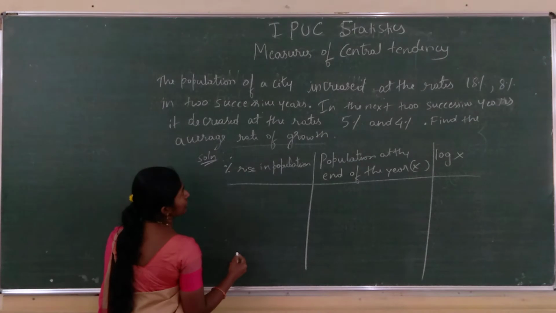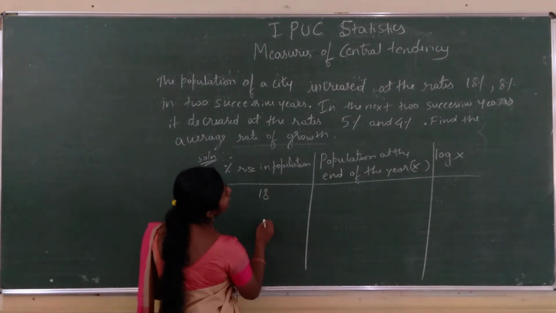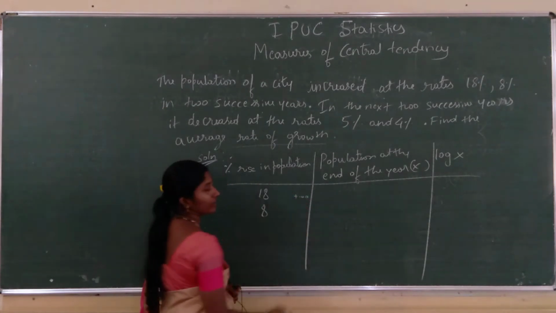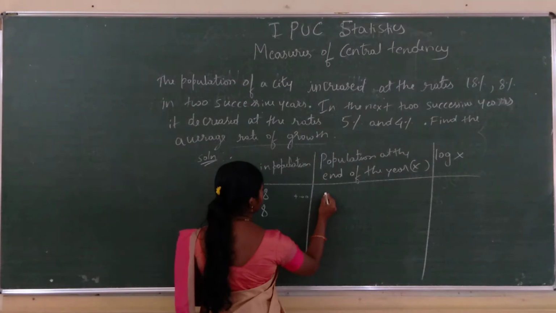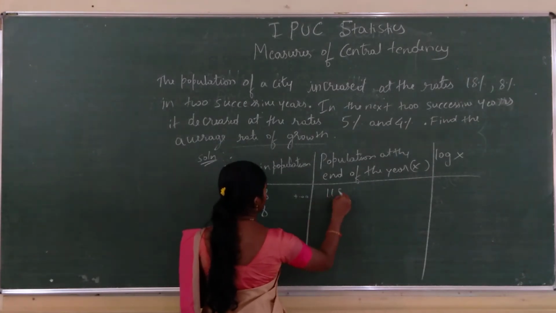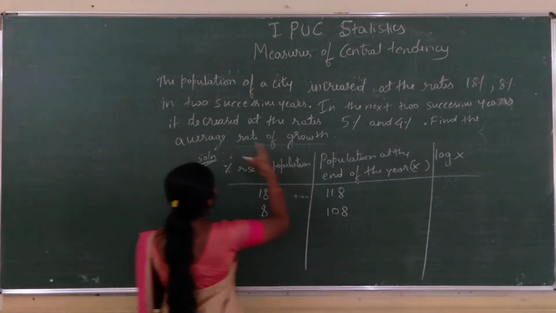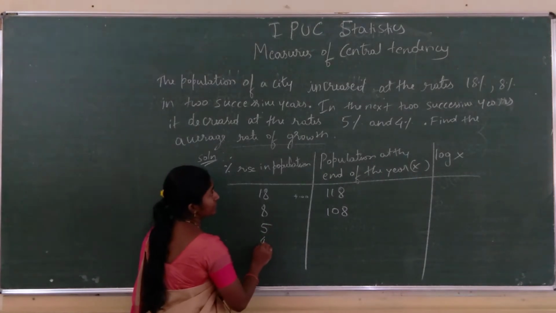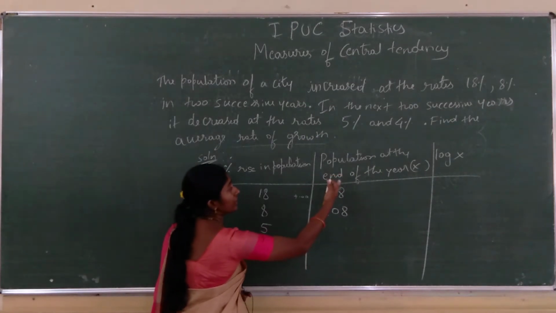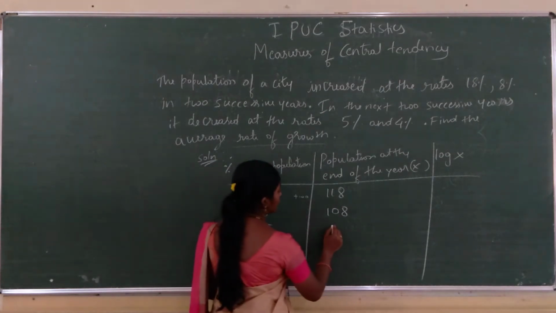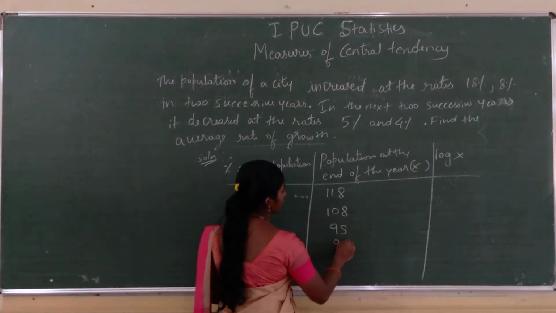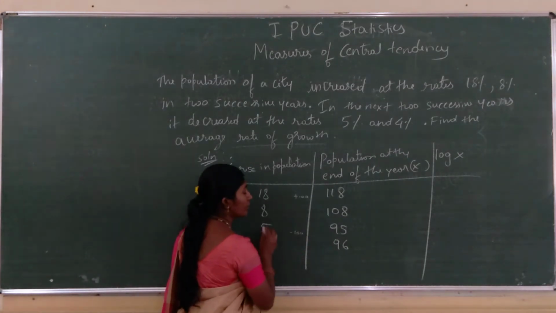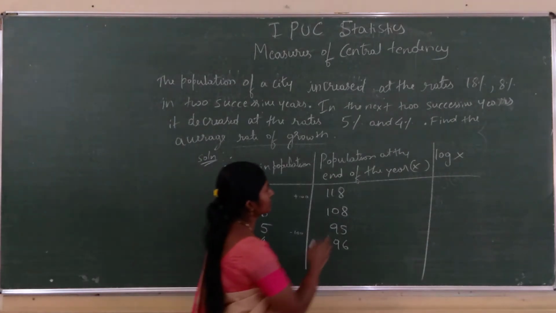Percentage rise in population, given 18% and another one 8%, do plus 100. See that, 100 plus 18, that is 118. Next here 108. The next statement says it decreased at the rates of 5% and 4%. Here percentage, therefore minus 100, that is 95. Here 96, because this one is decreased. Now find the log x.